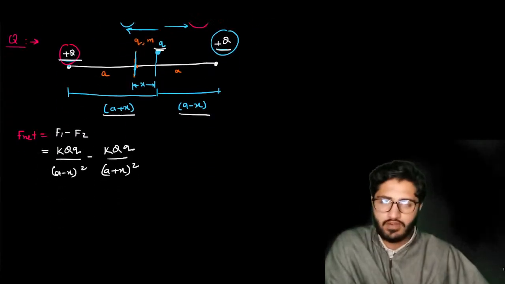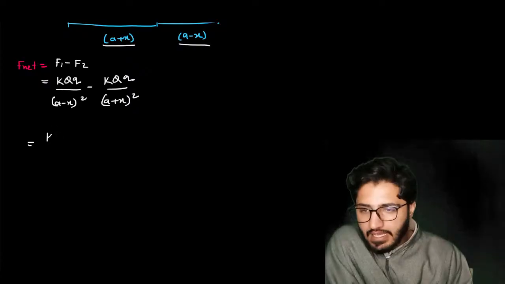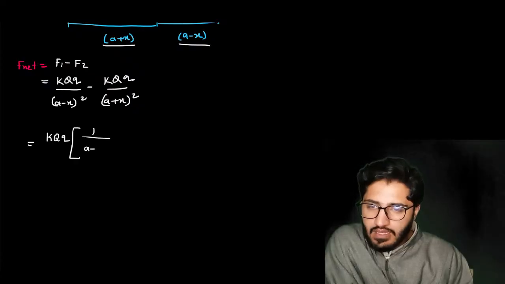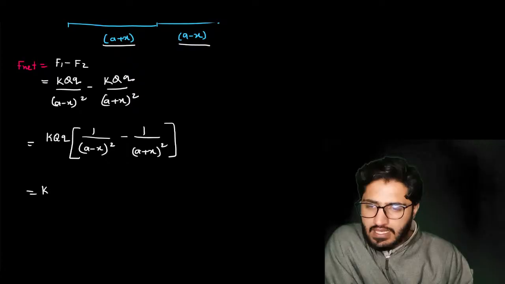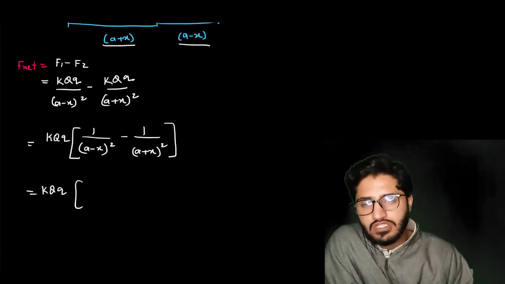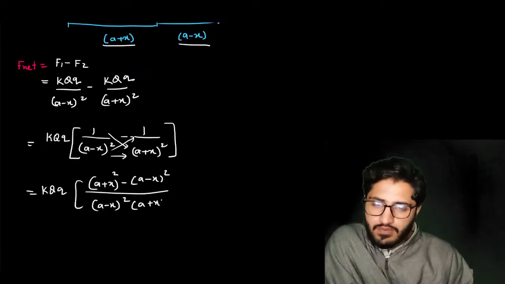Okay. So look what we can do right now. Can I take something common here? I will take K Q squared common. Then what we have here: 1 divided by (A minus X) square minus 1 divided by (A plus X) square. Now I will take cross multiplication: (A plus X) square minus (A minus X) whole square, whole divided by (A minus X) square times (A plus X) square.